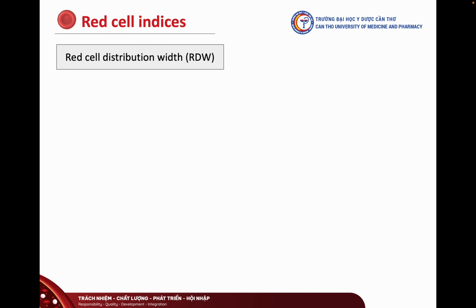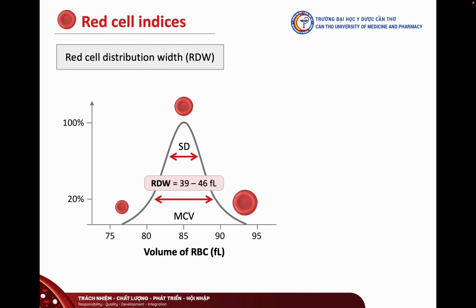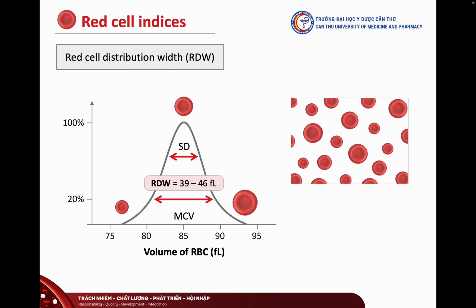Now let's talk about the RDW, which stands for red cell distribution width. It tells us how varied the size of red blood cells is. If all red cells are the same size, the RDW is low and the bell curve of the RDW is narrow. However, if there is a mix of small and large red cells, the RDW value will be higher and the curve will become wider. So, what does it mean when the RDW value is high?